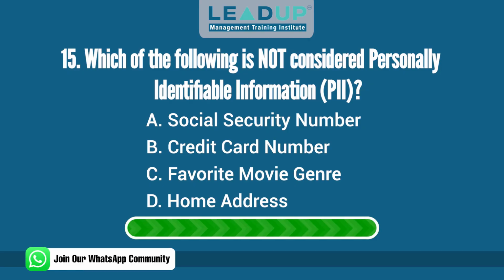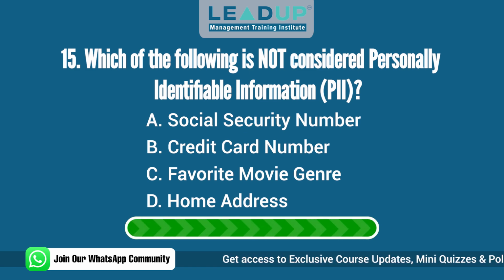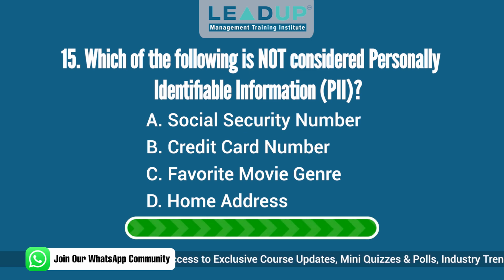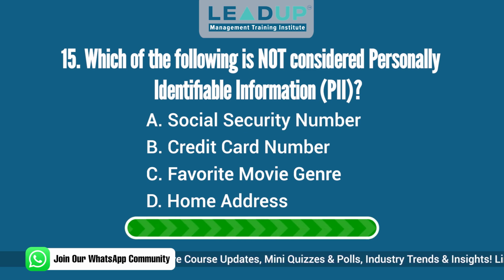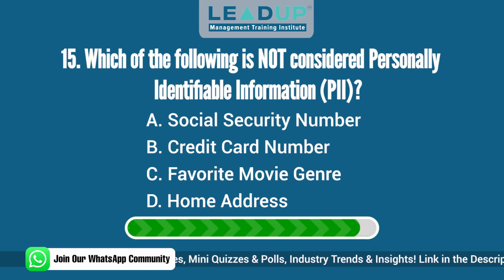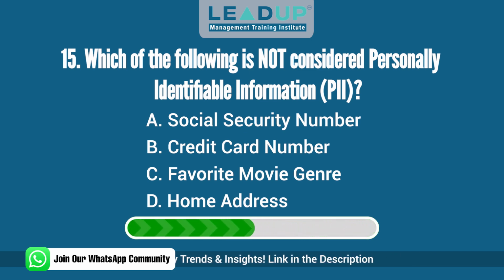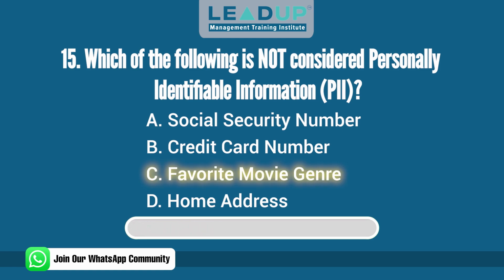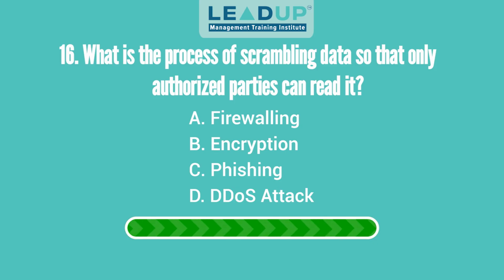Question 15. Which of the following is not considered personally identifiable information, PII? A. Social security number. B. Credit card number. C. Favorite movie genre. And D. Home address. Answer: favorite movie genre. Question 16.